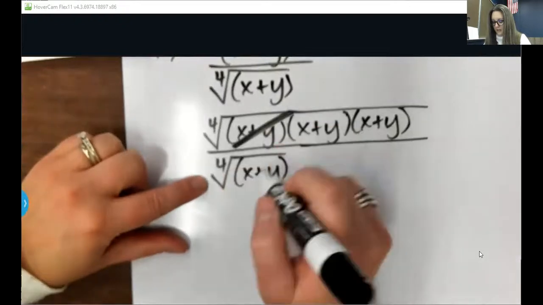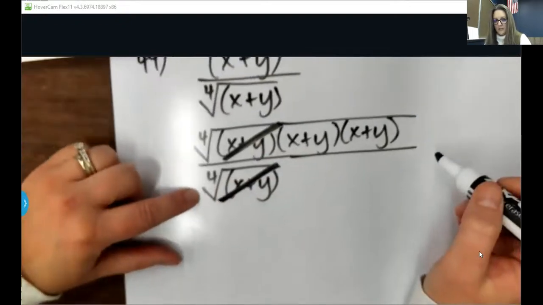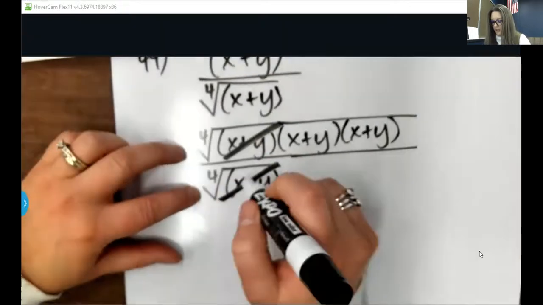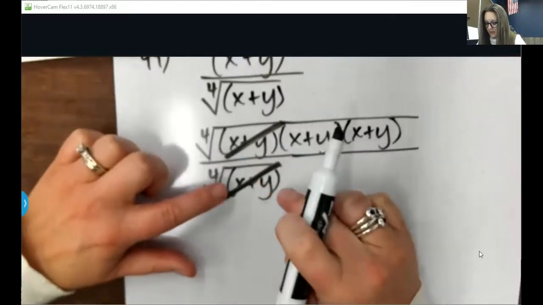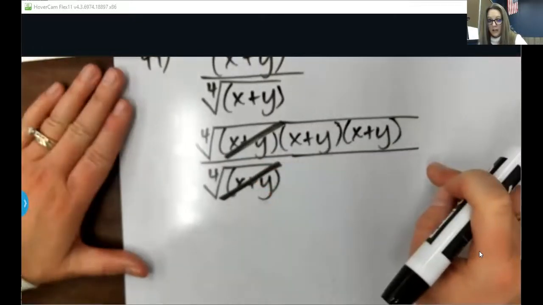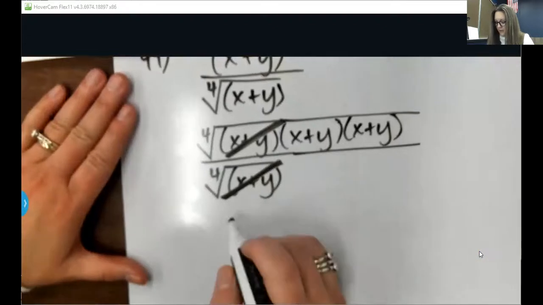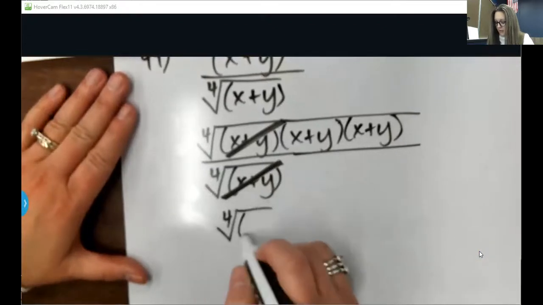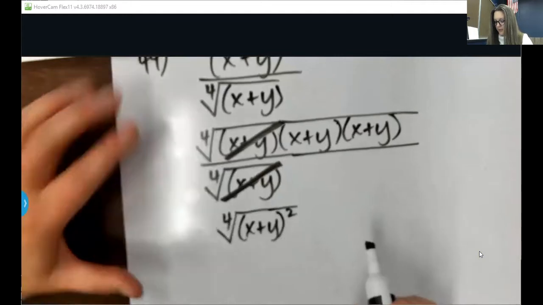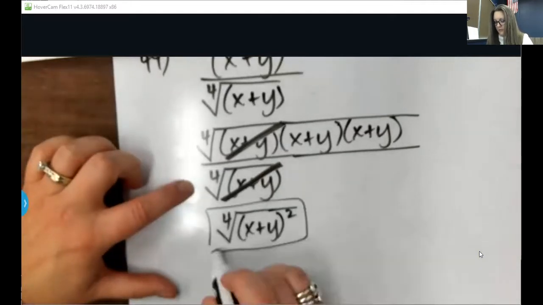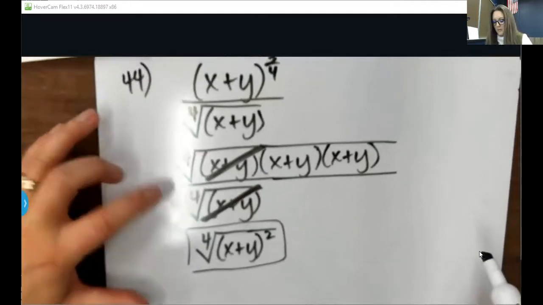Well, I know that they can cancel like that. That's really nice when things are being multiplied and they look the same. They look the same in the parentheses, they have the same sign, and they're being multiplied, and they have the same root, so I can cancel them. So what do I have? I have the 4th root of x plus y and I have 2 of them, so it's squared. Nothing on the bottom. That's your answer.